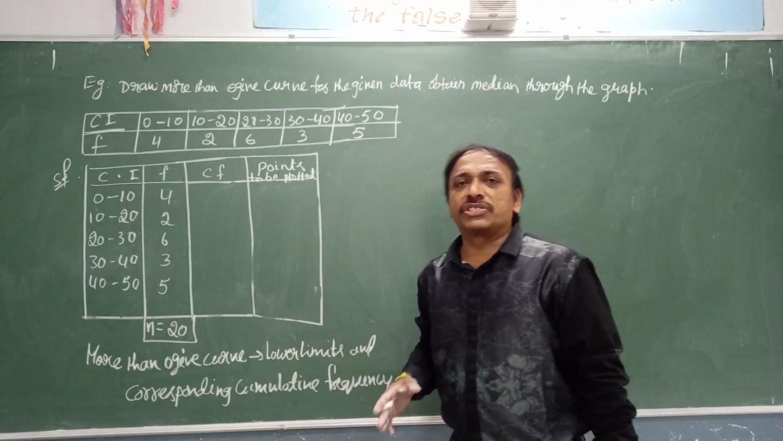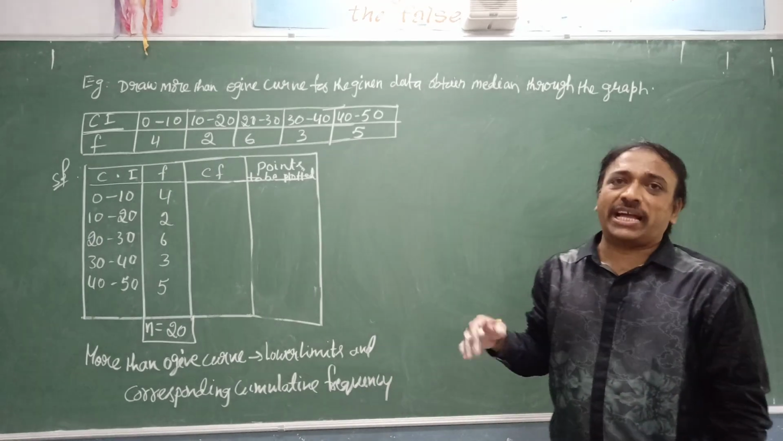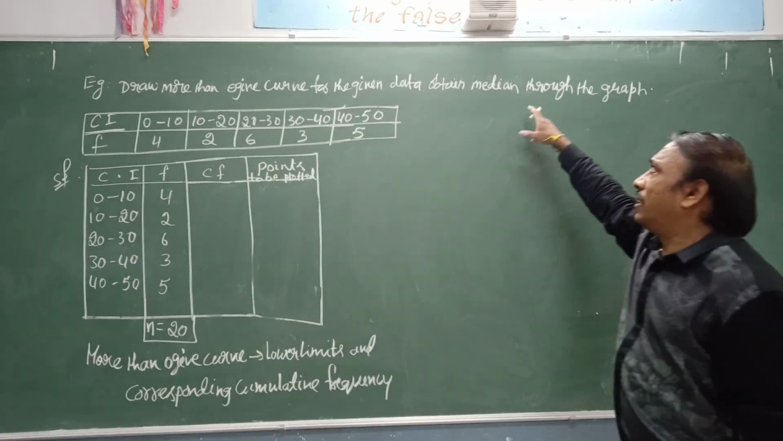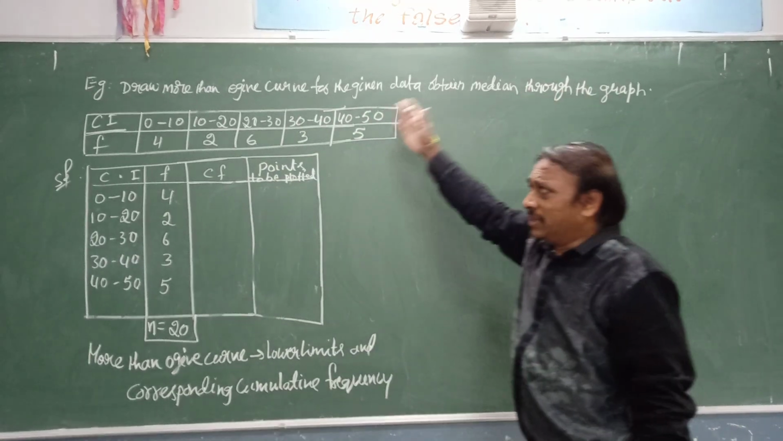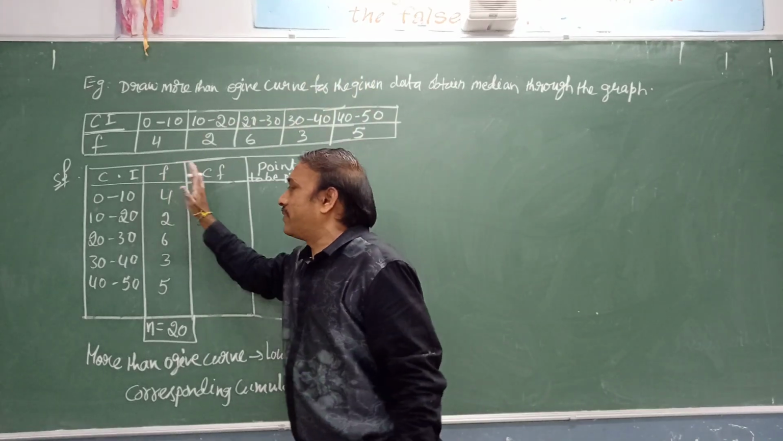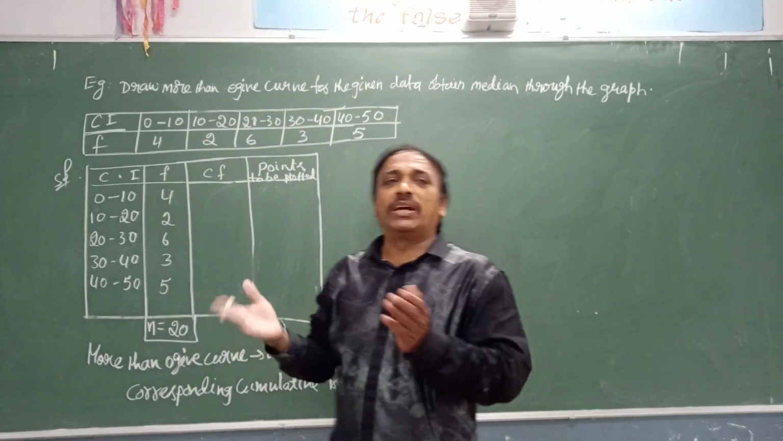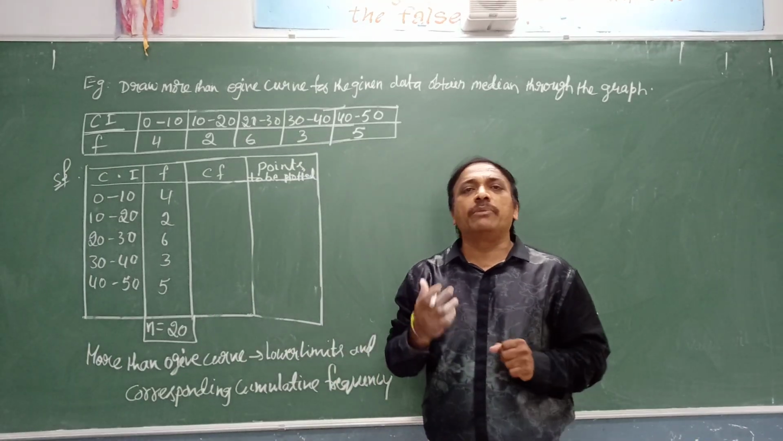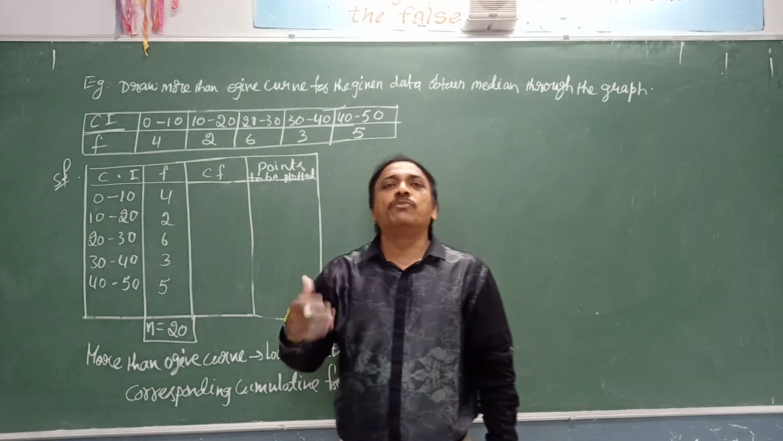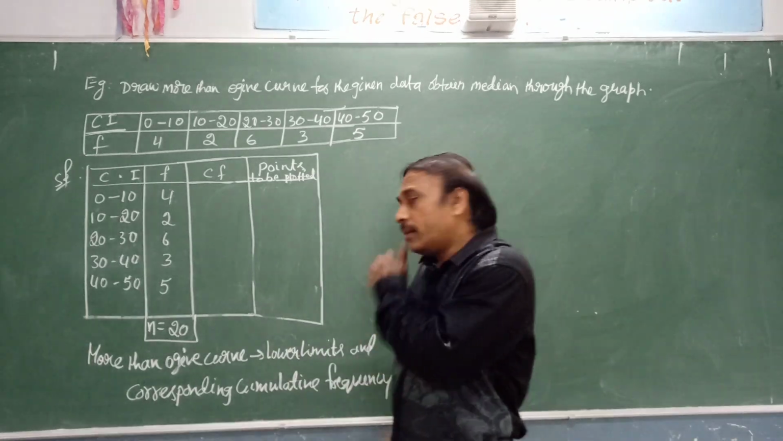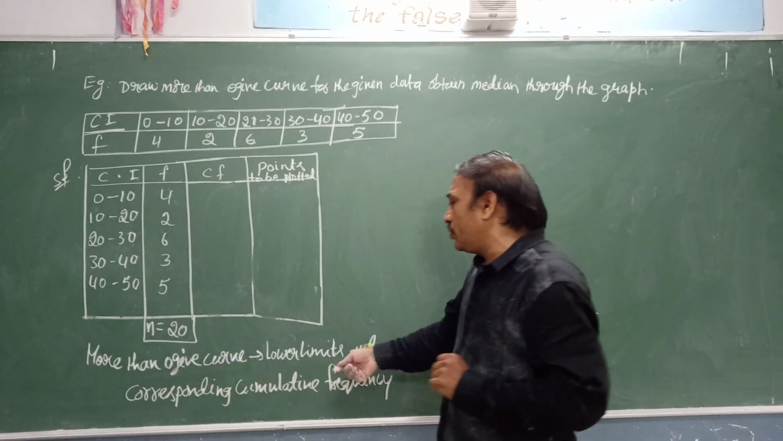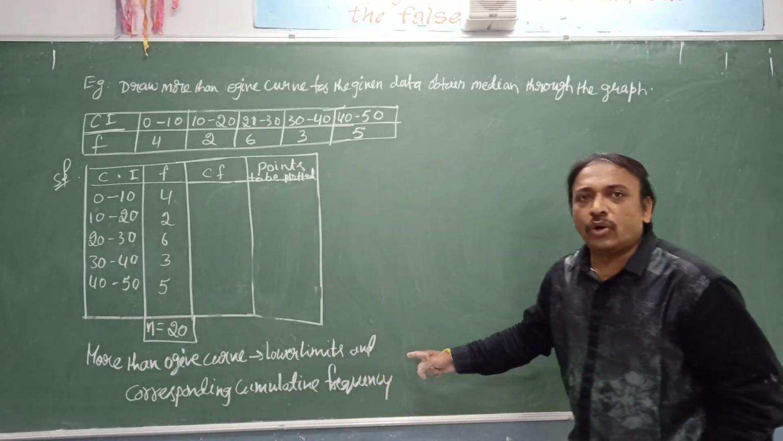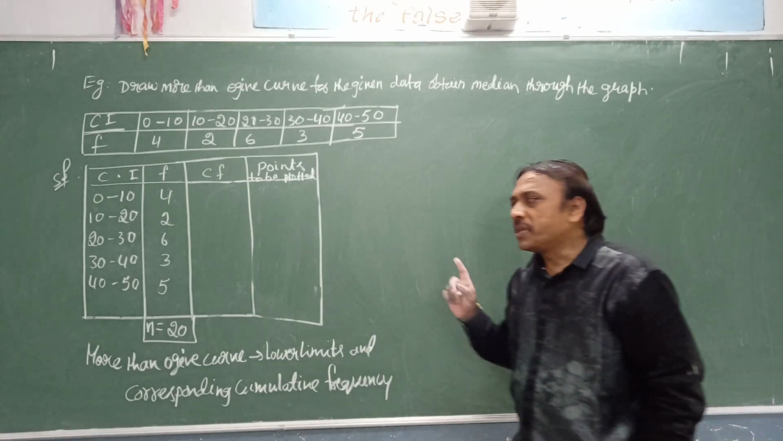Now we see one more question, based on the more than ogive curve. Draw the more than ogive curve for the given data, and obtain the median through the graph. Class intervals and frequencies are given. Whether it is less than or more than ogive curve, we need to calculate the cumulative frequencies. If it is a more than ogive curve, then we need to use lower limits and the corresponding cumulative frequencies.